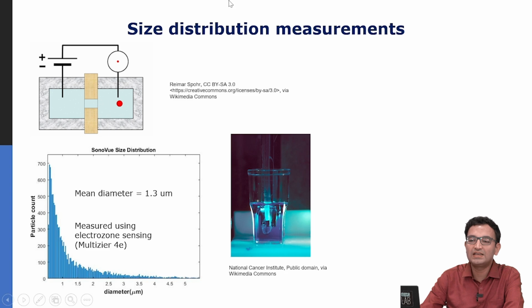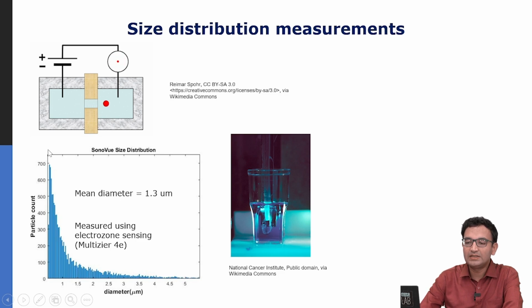Therefore, impedance sensing is considered the gold standard for measuring microbubble size, and that is where you have an electrode and you have a microfluidic channel through which a bubble is passing. When a bubble passes, the fluid is displaced by the bubble, so there is a change in impedance which is then related to the microbubble size. So here's a picture of a cuvette in which you would put your bubble suspension, which is sufficiently dilute, and you would have this aperture through which you would perform electrozone sensing.